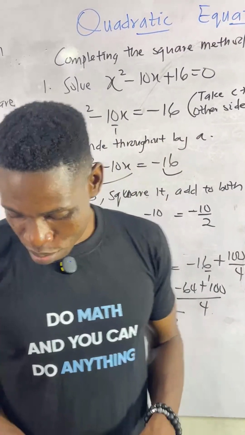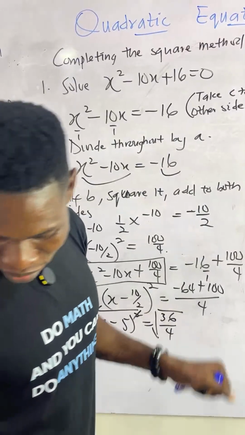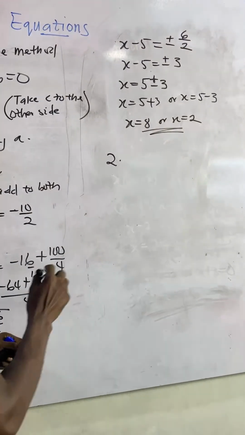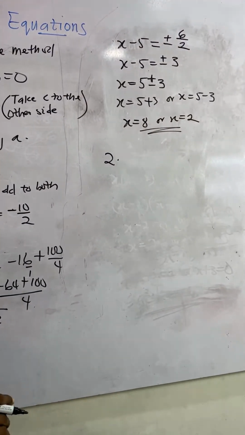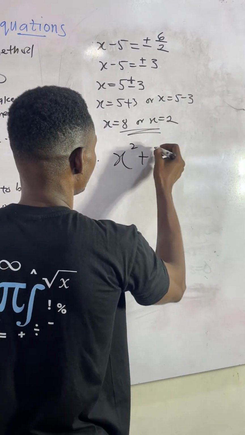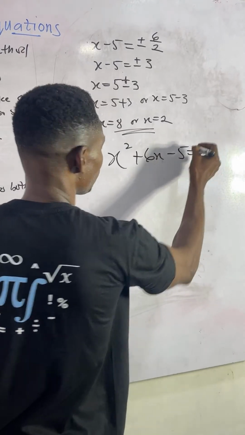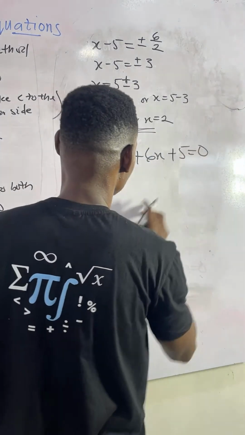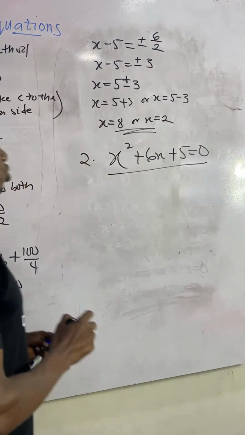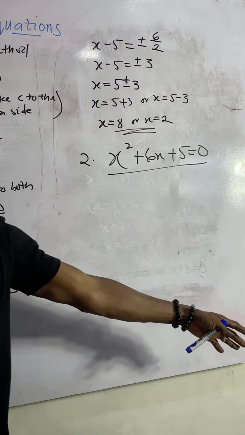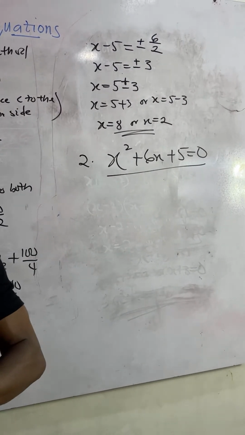Okay, let me put one on the board and you would solve. This is question 2 now for completing the square. x squared plus 6x minus 5 equal to 0. Okay, no, plus and plus. So I'm waiting for your answer to this using the completing the square method. Let me give you 60 seconds. Your time starts now.